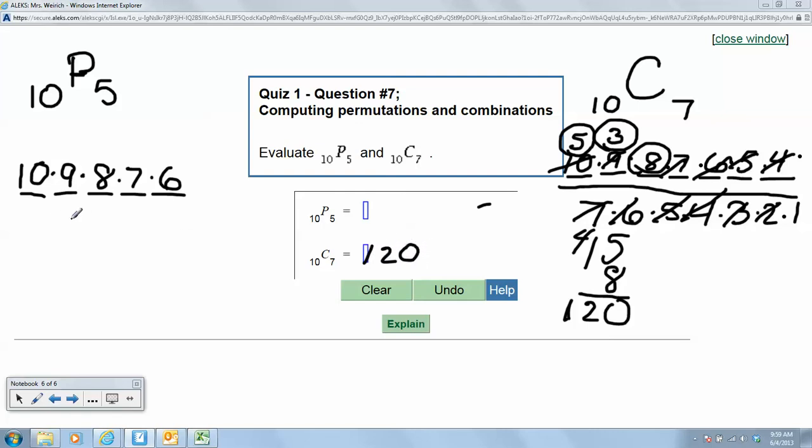This one a little bit bigger, so I'll go ahead and use my calculator to get this. If it doesn't let you have a calculator, it shouldn't take you too long, but I'm just going to take 10 times 9 times 8 times 7 times 6, and the answer is 30240. That would be it.